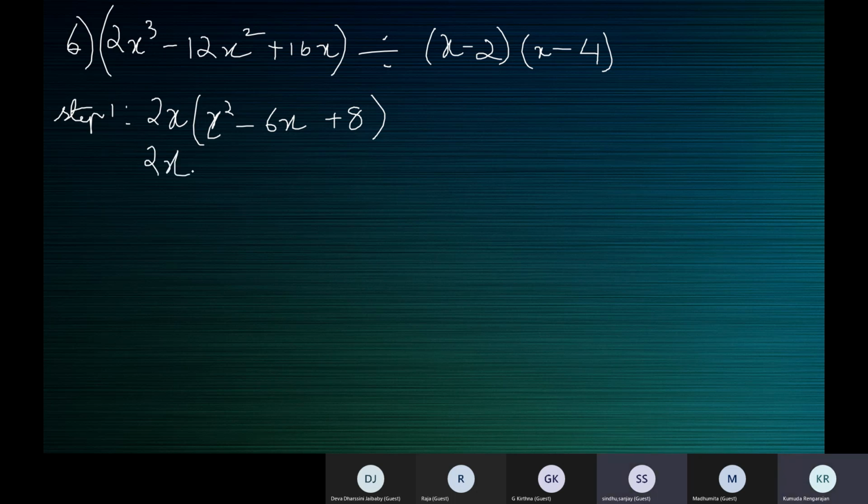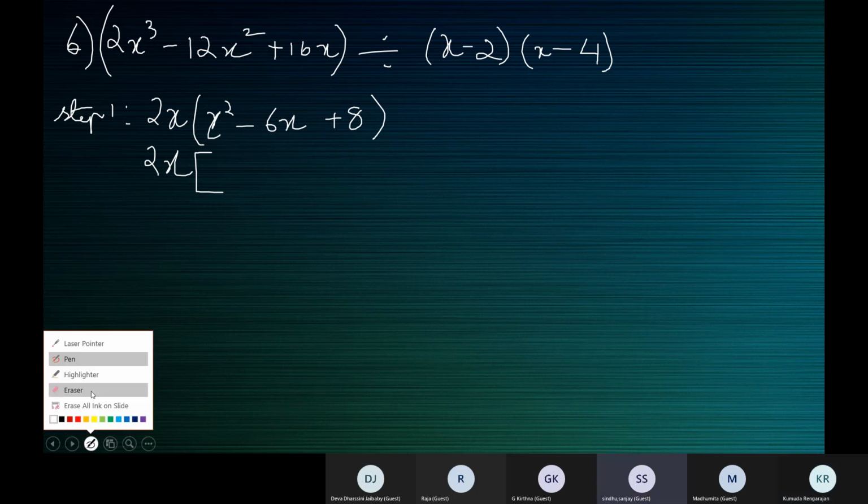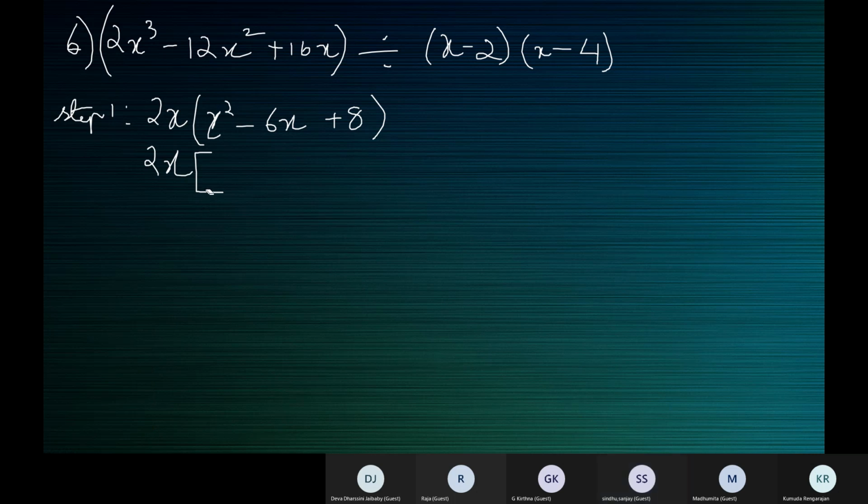Correct. Write 2x as it is. x square, what is the sum? The sum is minus 6 and the product is 8, ma'am. What are the two numbers? Minus 4 and minus 2.